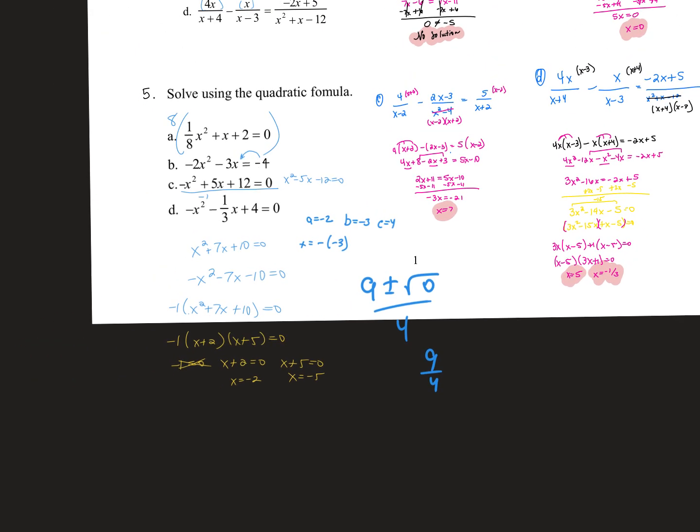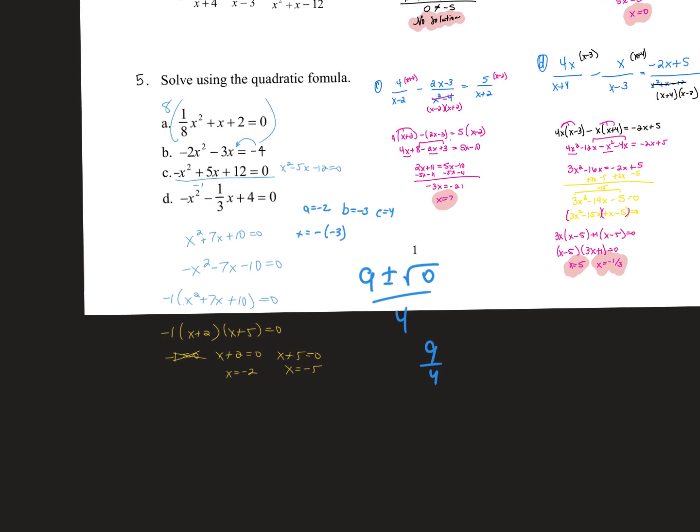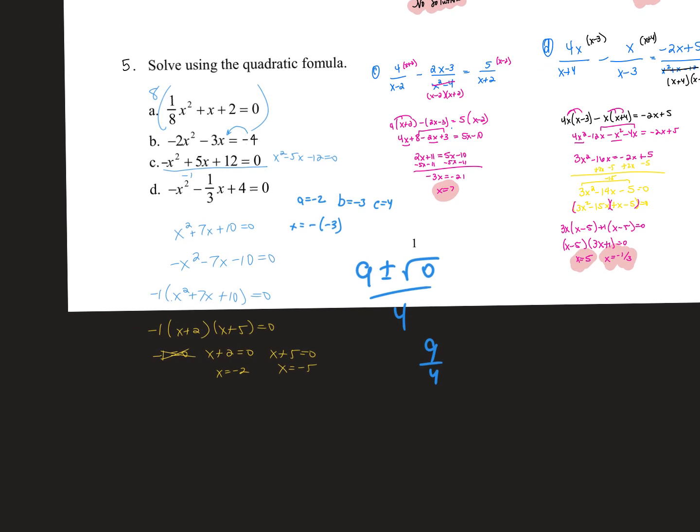And then we shouldn't be getting a negative. No negatives underneath the radical. That'll start Friday. That's when we start the imaginary numbers.